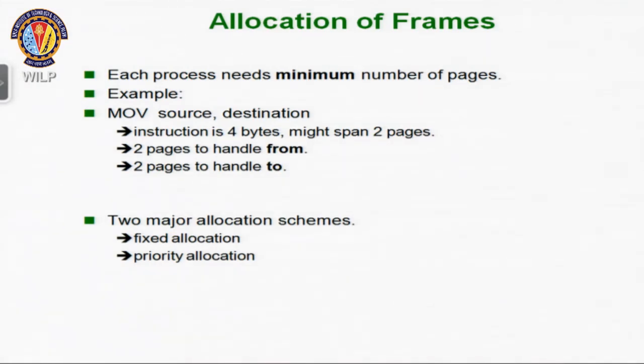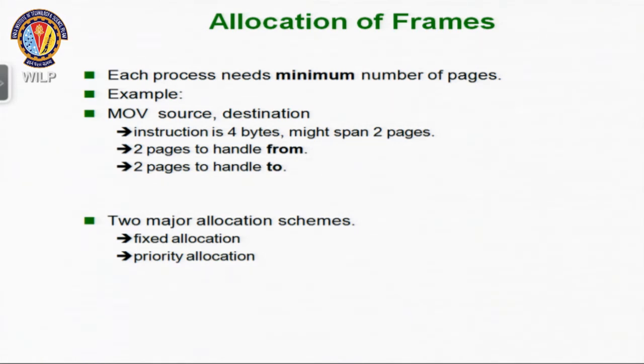So let us return back. A little while ago I said something about the minimum number of frames that should be allocated to a process. I said that the minimum number of frames which should be allocated to a process depends on the instruction set architecture. What I am trying to indicate here is that I have, let us say, a move instruction which moves the content from a source location to the destination location.